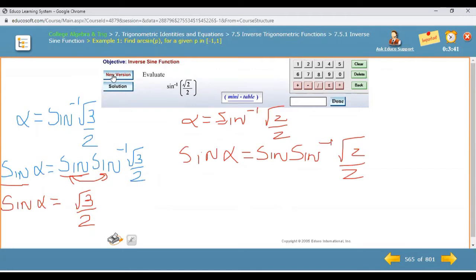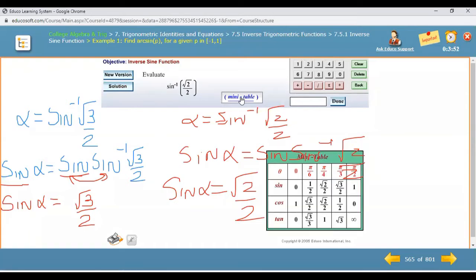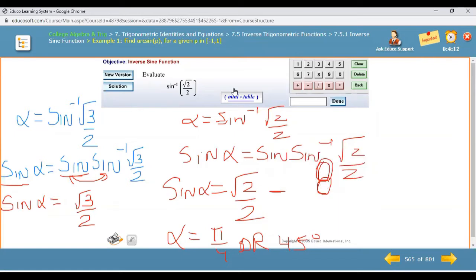And sine alpha is what? It is radical 2 over 2. Now sine alpha is radical 2 over 2, I'll again check the mini table. For what angle is sine radical 2 over 2? Sine is radical 2 over 2 for pi over 4, or 45 degrees. So alpha is pi over 4, or I can say 45 degrees. That's the answer.